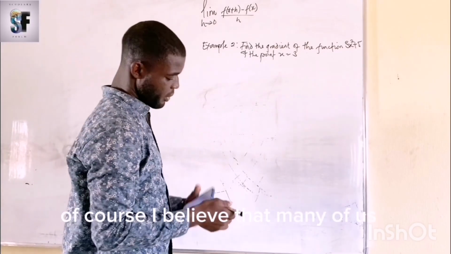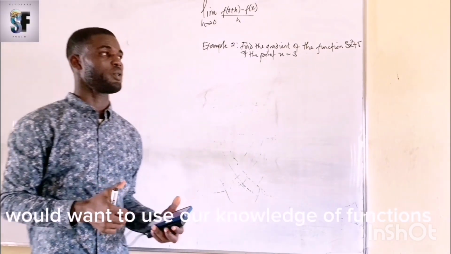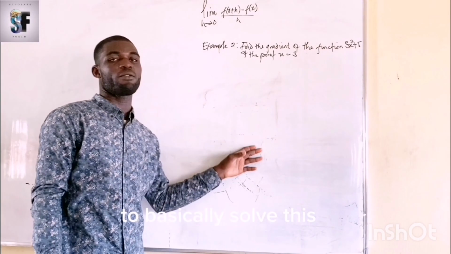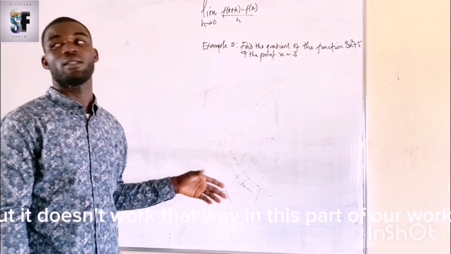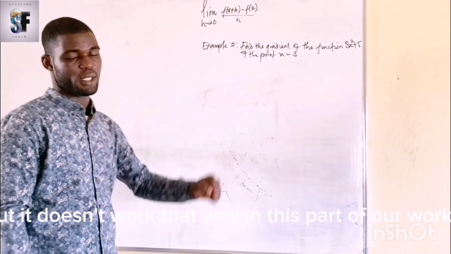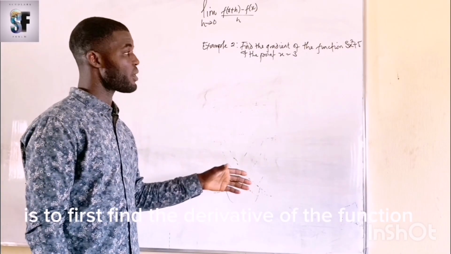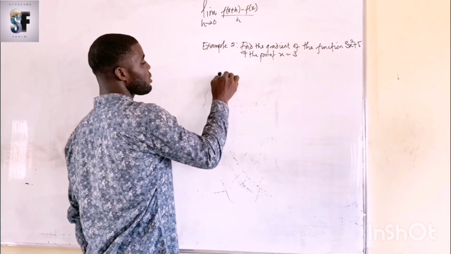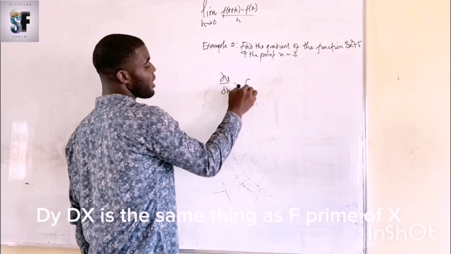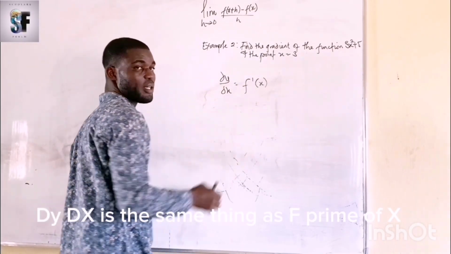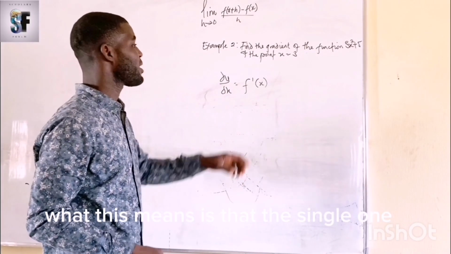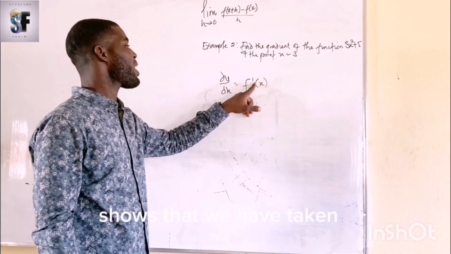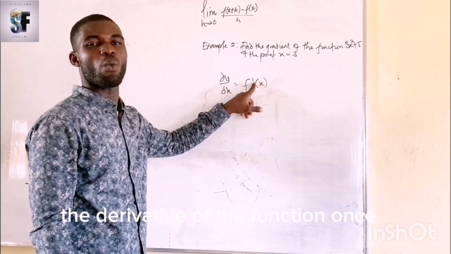Now, in this case, of course, I believe that many of us will want to use our knowledge of functions to basically solve this, but it doesn't work that way in this part of our work. The first thing you need to do here is to first find the derivative of the function. Mind you, what we did before, dy/dx, is the same thing as f prime of x. What this means is that the symbol one you are seeing above the f symbol shows that we have taken the derivative of the function once.